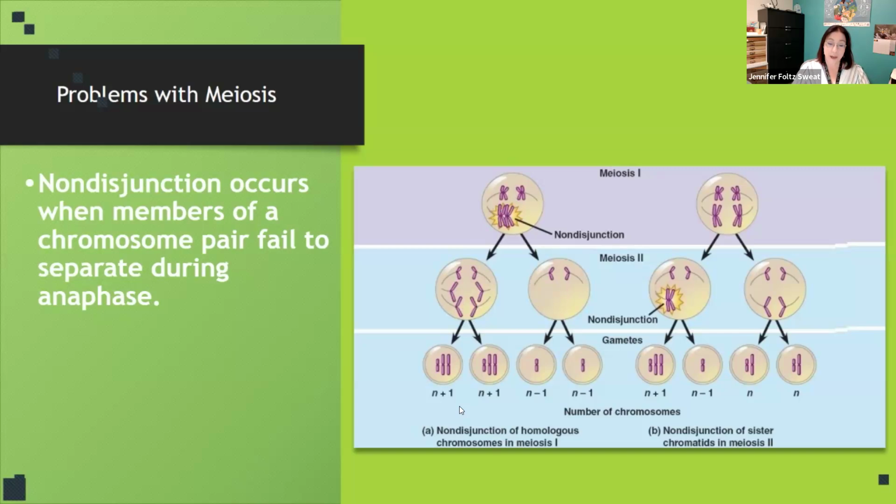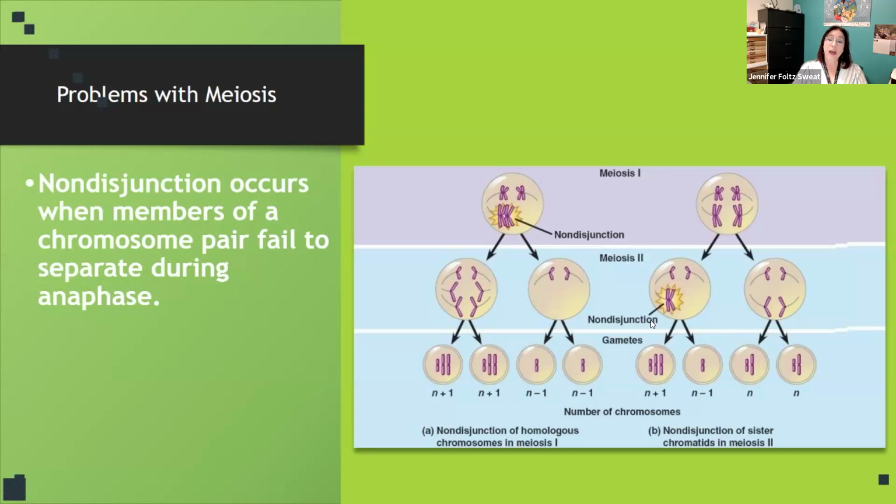So you end up with gametes. This is called N plus 1. So N means haploid. The plus 1 means an extra chromosome. So we have N plus 1, N plus 1. So if these were, say, eggs, 2 eggs have an extra chromosome of chromosome 21, if you're talking about Down syndrome. And 2 eggs, N minus 1, are missing a chromosome.